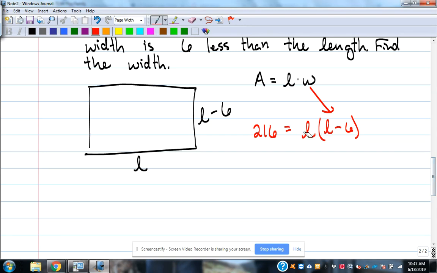Okay. So now this one, we're going to multiply everything on the right side together. That's distributive property. L times L, the L squared. L times negative 6 would be negative 6L. And then we have 216. Well, this problem is different than the first one because I have a plain L there. So I've got L squared and a plain L and then a number over here. That tells me I've got to get it equal to what in order to solve this? 0. So I'm going to subtract 216 to get this thing equal to 0.